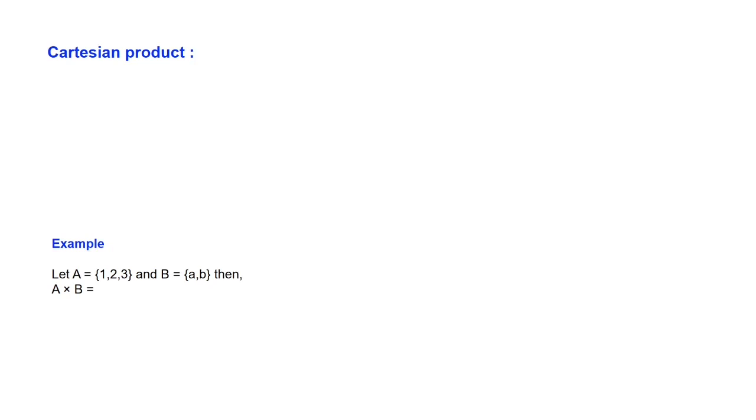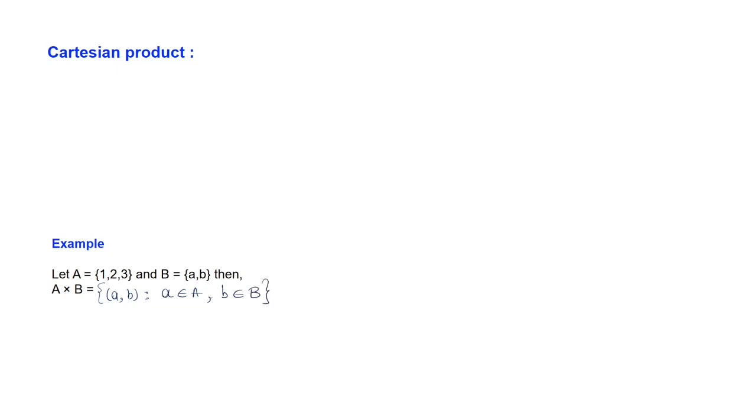Here we have two non-empty sets A and B containing the elements 1, 2, 3 and a, b respectively. We want to find the Cartesian product of A and B, which is denoted as A cross B, and it is the collection of the ordered pairs (a, b) such that the first element of the ordered pair comes from the set A and the second element comes from the second set B.